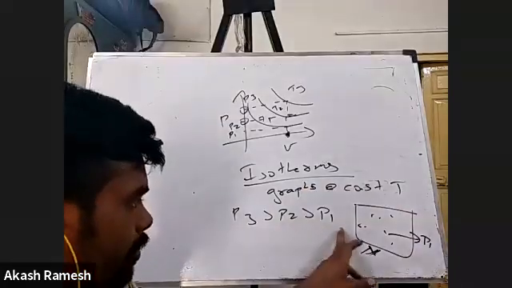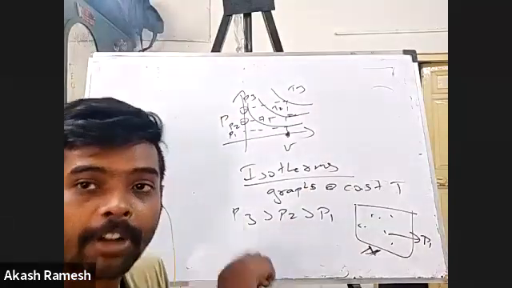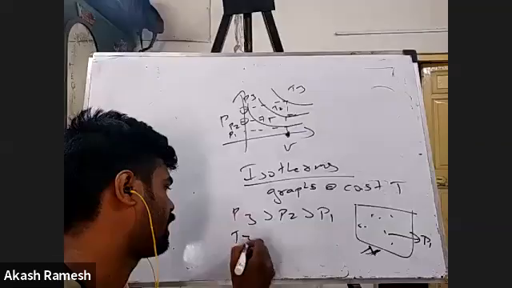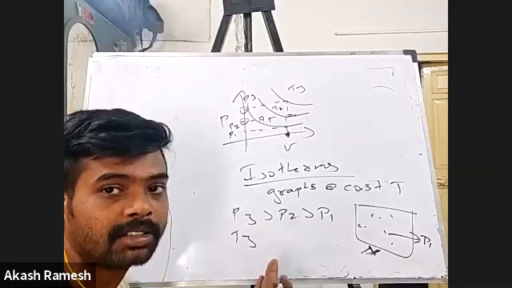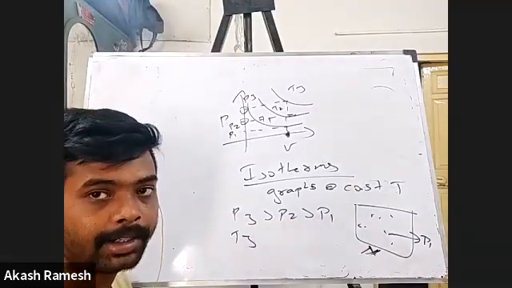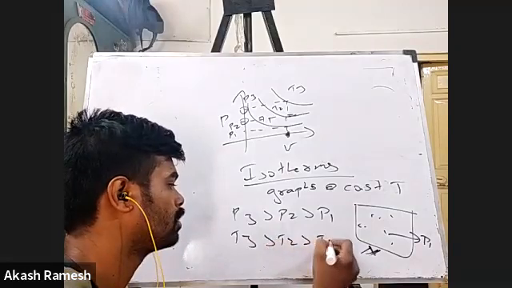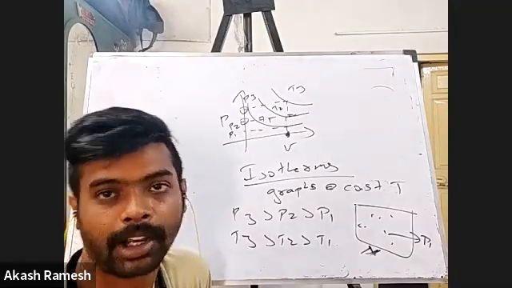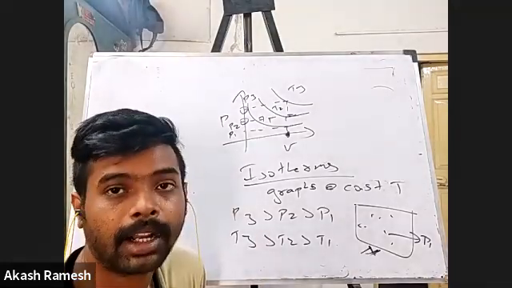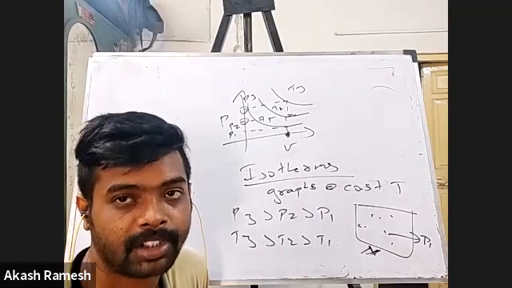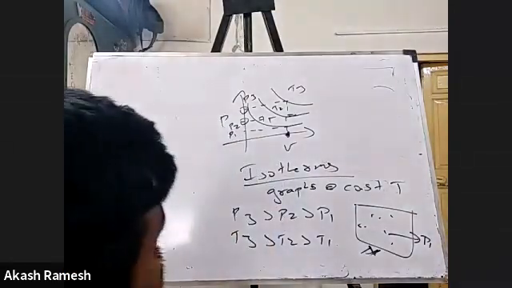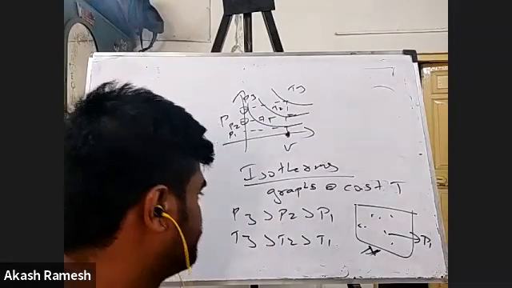So if P3, P2, P1 is the order of pressure, what will be the order of temperature then? T3, T2, T1. Yes, exactly. If P3 is the greatest, definitely T3 is the greatest because P and T are directly related. So T3, T2, T1 will be the order. This question can also come in your exams. They will give three different isotherms and ask you to find the temperature order, which is greater, which is lesser. All these things can be asked. Okay, fine. So that is about Boyle's law.